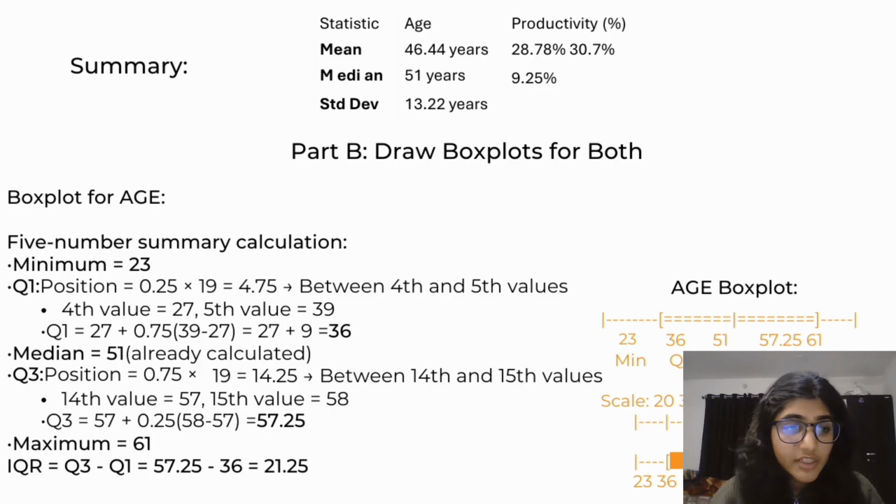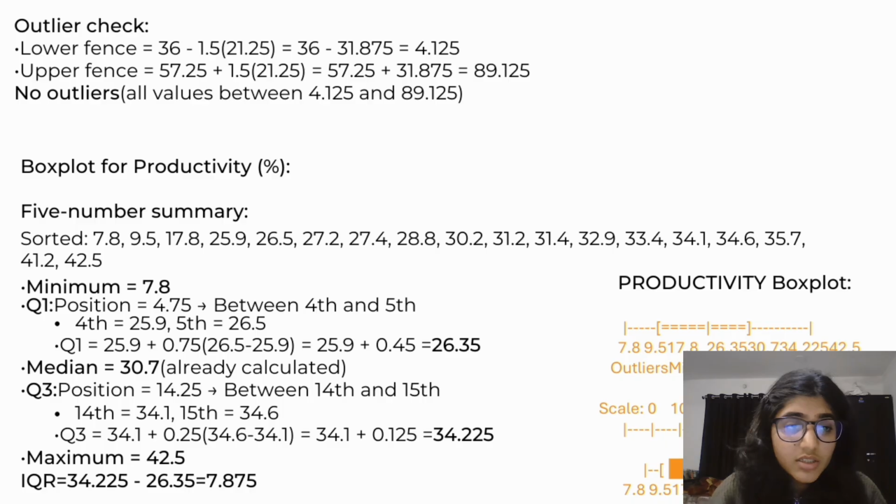Now we need to check for outlier. So the lower fence is equal to 36 minus 1.5 into 21.25, which gives us 4.125. And upper fence is equal to 57.25 plus 1.5 into 21.25, which gives us 89.125. So we have no outlier here because all the values are between 4.125 and 89.125.